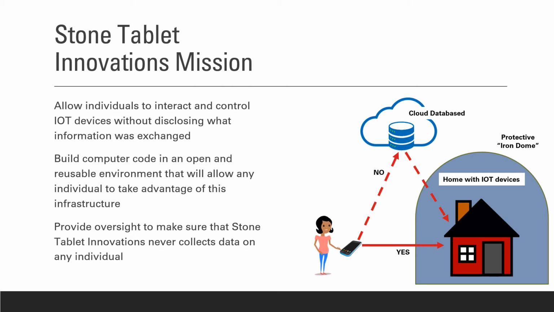In the graphic on the right, you can see the woman wants to control a device inside her house. Today, it's often done by going to a cloud service that maintains a cloud database of what information the woman sent to her house. And we don't like that. We'd rather you be able to control it without any information being kept about you. And we look at this as sort of a protective Iron Dome approach.